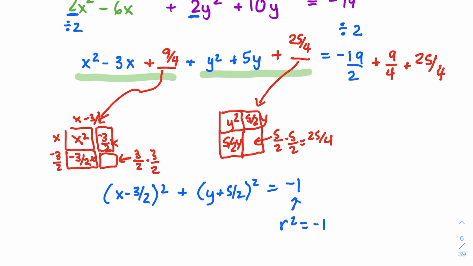My radius squared is negative 1, which would mean if I was to actually try to find my radius by taking the square root, I'd have plus or minus i. So actually, this is not a circle. It's not really a graph of any points at all because I cannot plot points that are an imaginary number of units away from my center on the real coordinate plane. So the graph is really non-existent, is what we would say in that case.